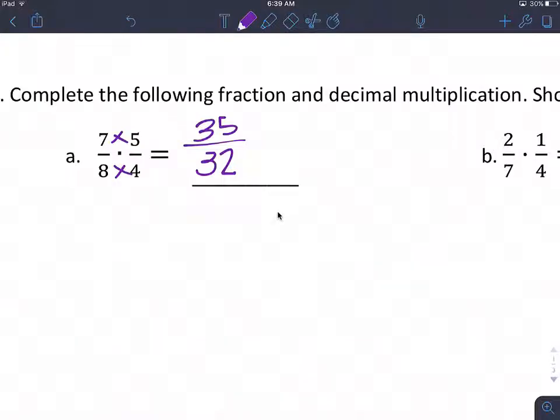32 goes into 35 one time, and if I take 32 away from 35, I have 3 left over, so that's my numerator, and my denominator stays the same. Now I need to check that fraction. My 1's going to stay the same, but if anything goes into both 3 and 32, I would want to simplify. But 3 is a prime number, and it does not go evenly into 32, so that is simplified.